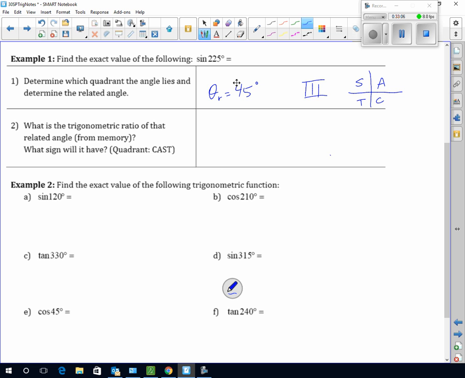Okay, so we're going to use the finger trick. 45 is the middle finger we put down, okay? Which means I have 2 fingers on the right hand side, which represents sine. So that's root 2 over 2, or you could say 1 over root 2, it's up to you. So it would be negative root 2 over 2 is my answer.